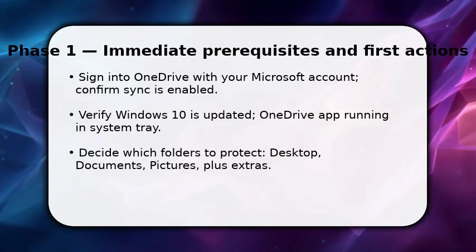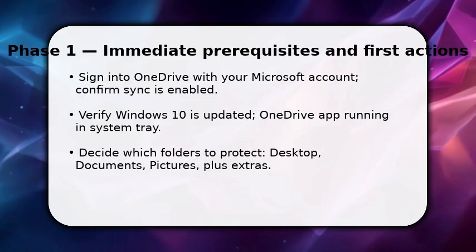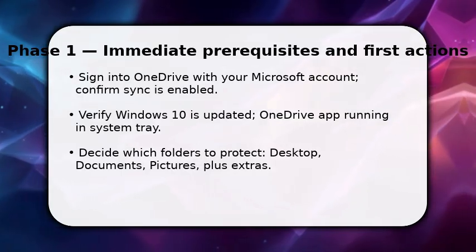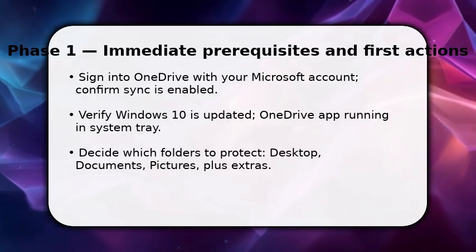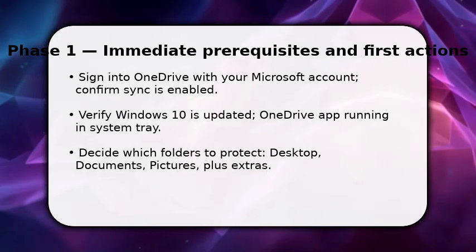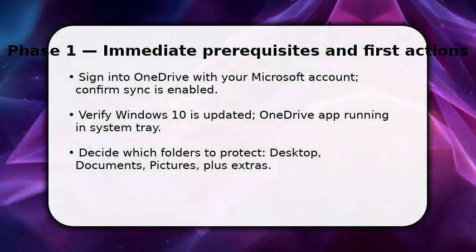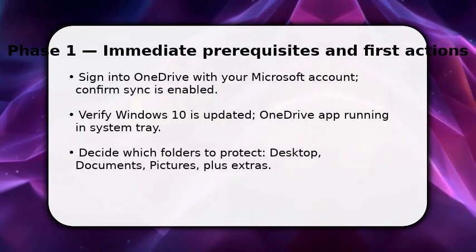You begin by signing into OneDrive with your Microsoft account. Make sure the OneDrive icon appears in the system tray. Once done, confirm Windows 10 updates are applied so sync behaves reliably. Now decide which folders you want backed up, typically desktop, documents, and pictures, and consider any custom folders. You're starting the process immediately.